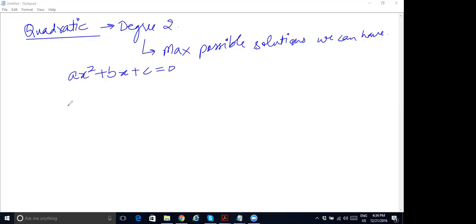Now, how do you solve this equation? So you take the sum and product, and then you expand the equation by breaking bx down into b1 and b2, and then take x common. So one way is factorization, and the second is by using the quadratic formula.